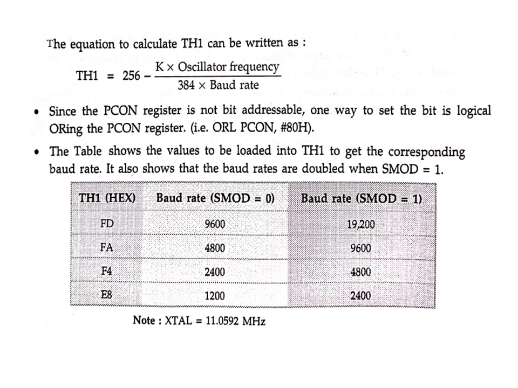And again if you load TH1 register with the hexa value E8H, the baud rate achieved is 1200 if SMOD value is 0, and again we can increase the same baud rate to 2400, or we can double it just by changing SMOD bit value with 1 as shown in the figure. And one more important thing we need to note here is XTAL is equal to 11.0592 megahertz, that is the crystal frequency is equal to 11.0592 megahertz.